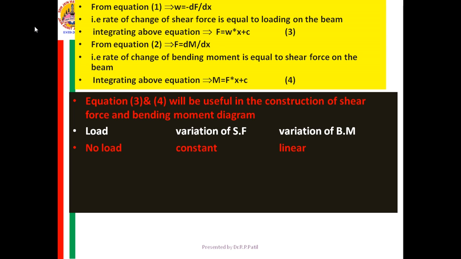The load, the variation of SF, variation of BM. Load, no load. Load is 0. SF is constant and BM is changing linearly. Now, load is constant. Constant load, we are calling it the UDL. The variation of SF: load is constant means SF is linear. And BM is, again, F is linear means M will become parabolic.